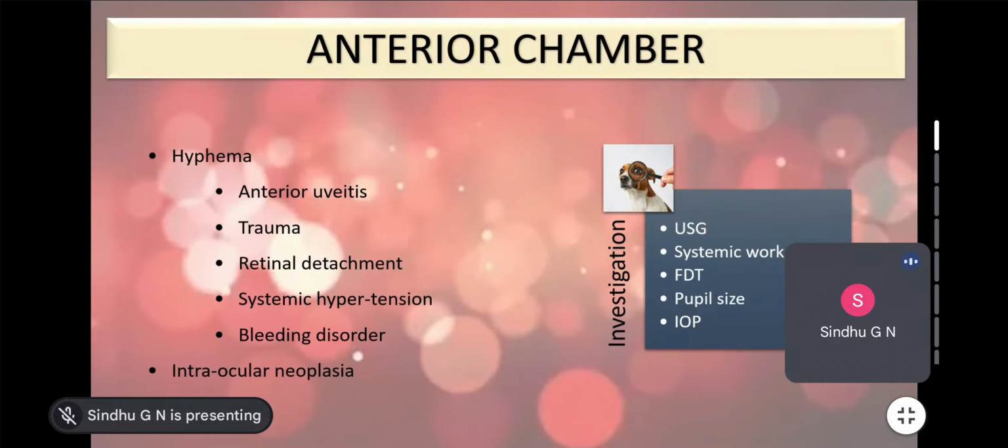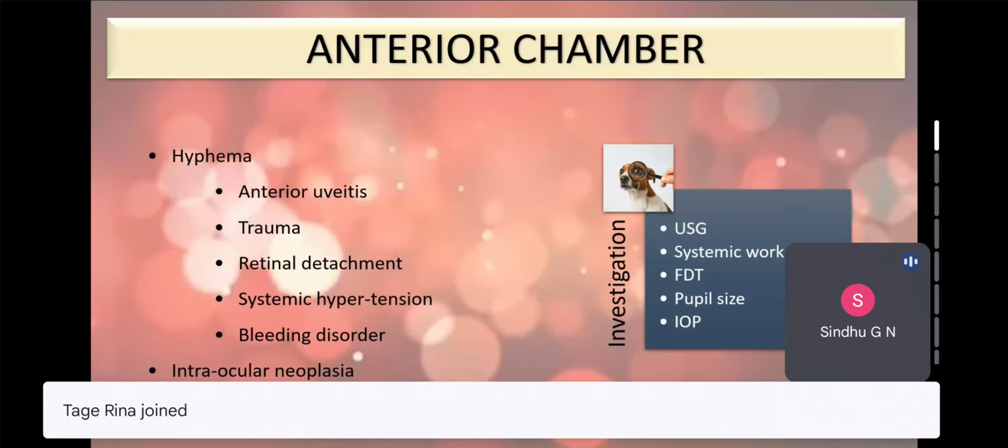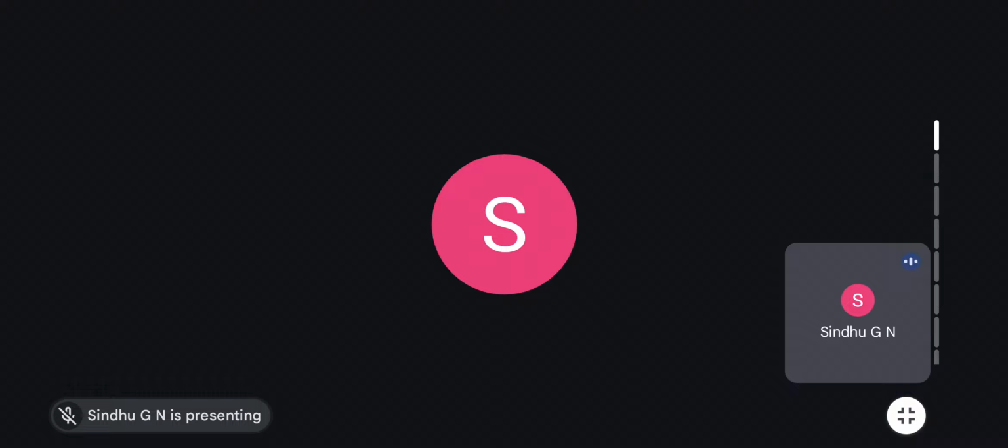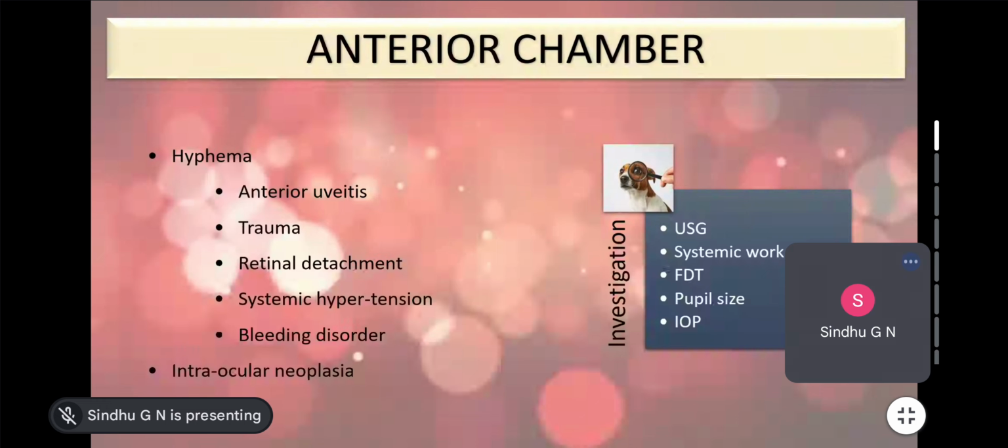And coming to redness in the anterior chamber, everyone knows hyphema, blood in the anterior chamber, or it can be an intraocular neoplasm. So reasons for hyphema are anterior uveitis, any trauma, retinal detachment, systemic hypertension causing bleeding, or bleeding disorder causing bleeding into the anterior chamber, and intraocular neoplasms that we can diagnose with the help of diagnostic imaging techniques like ultrasonography or CT scan or OCT.